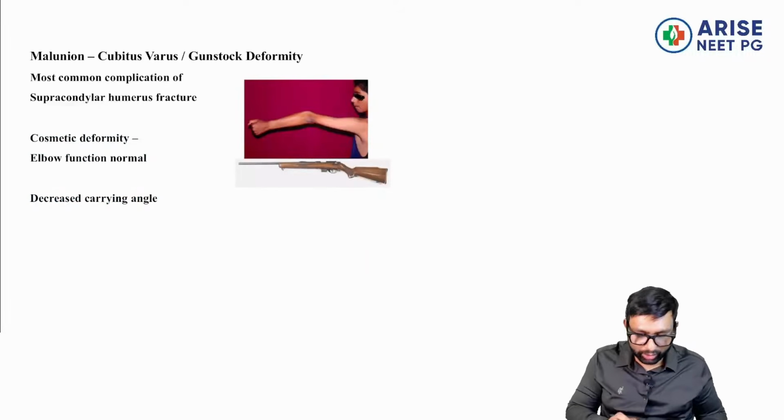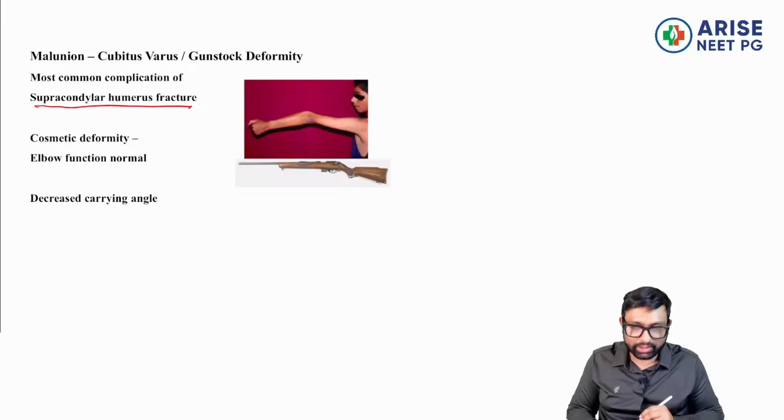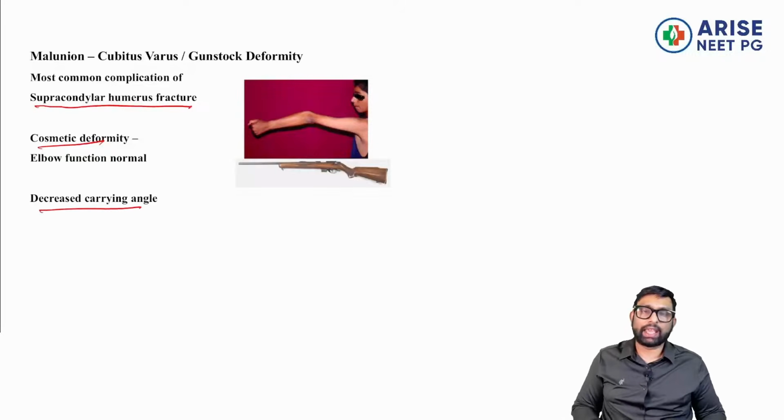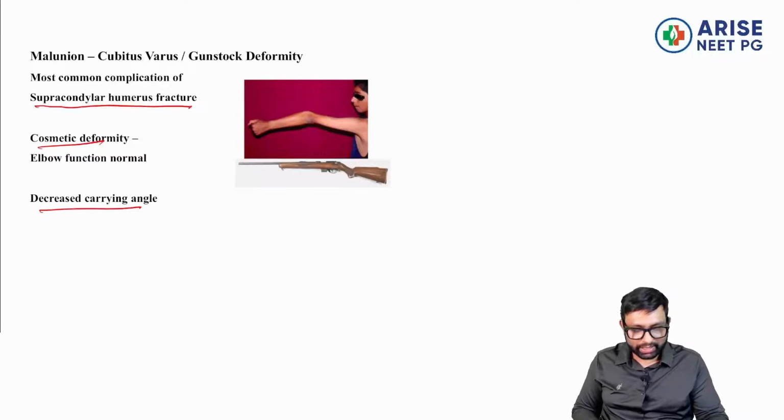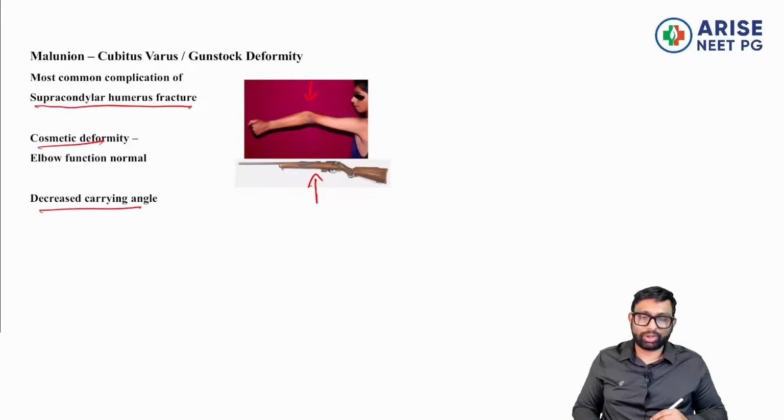It is the most common complication of supracondylar humerus fracture. It is actually a cosmetic deformity because the elbow function in these patients is normal, and patients will have a decreased carrying angle. The reason it's called a gun stock deformity is that this limb looks very similar to the long barrel of a gun. That's why it's called gun stock deformity.